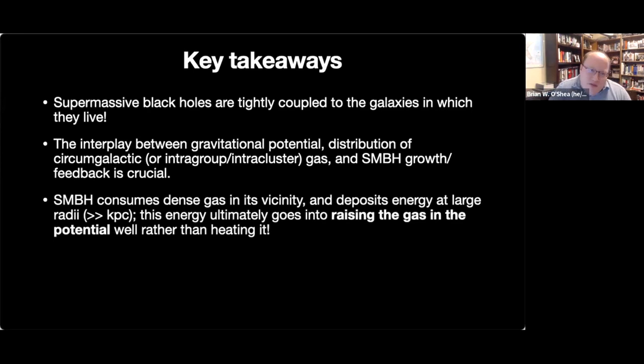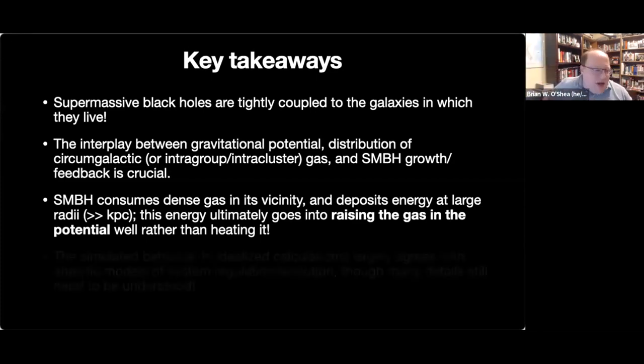What we have also found is that the supermassive black hole consumes the dense gas around it, deposits energy at very large radii, many kiloparsecs, and this energy ultimately goes into raising the gas up in the potential well and reducing the density of the gas at the center of the galaxy, rather than primarily heating it up. So you're taking gas, and obviously you're putting heat into it, but the net result is that rather than just making everything hotter, you're physically putting a lot of that energy into raising it up in the potential well.